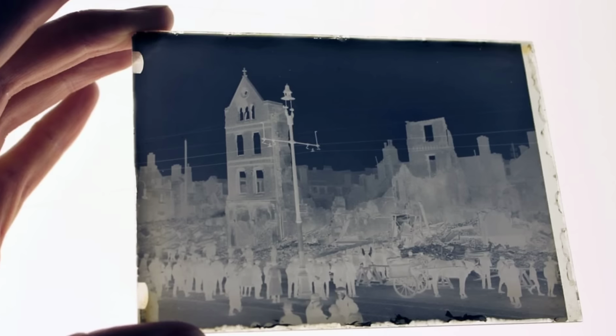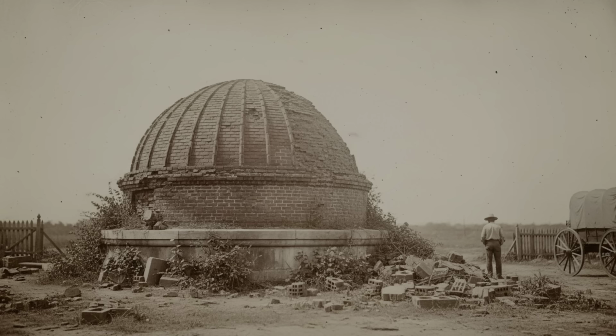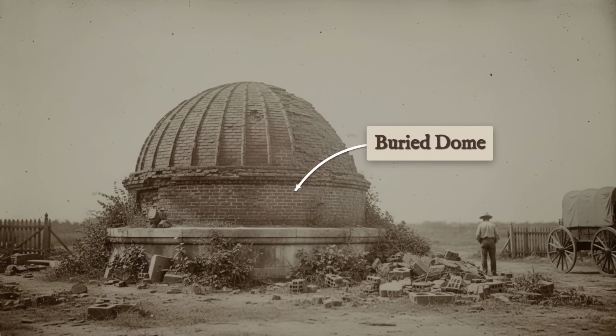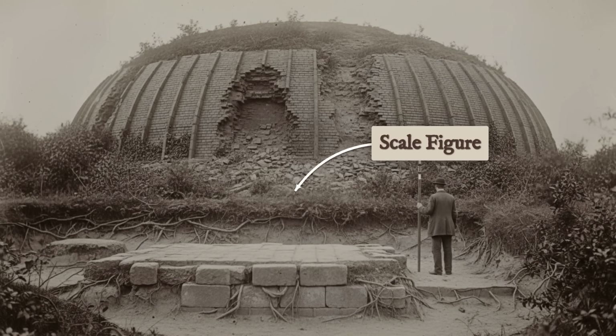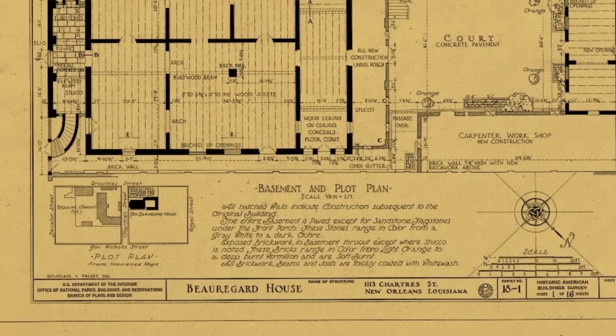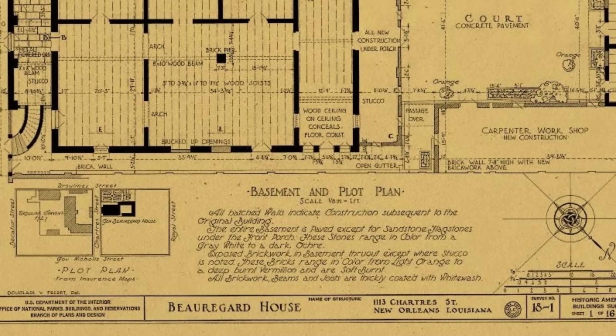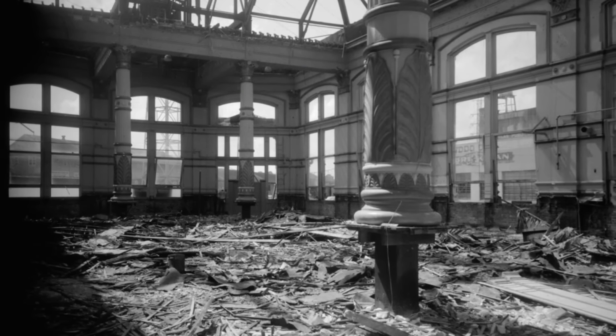I traced the photographic negative to the Library of Congress collection. The original glass plate showed more detail than any published reproduction. In the foreground, partially obscured by vegetation, stood what appeared to be the top section of a dome, red brick with distinctive vertical ribbing. The dome's diameter, measured by comparing it to a visible human figure in the frame, exceeded 8 meters. No structure of that scale appears in any New Orleans construction record before 1880, yet there it sat, partially buried, in a photograph taken 7 years before the Municipal Hall's supposed groundbreaking.